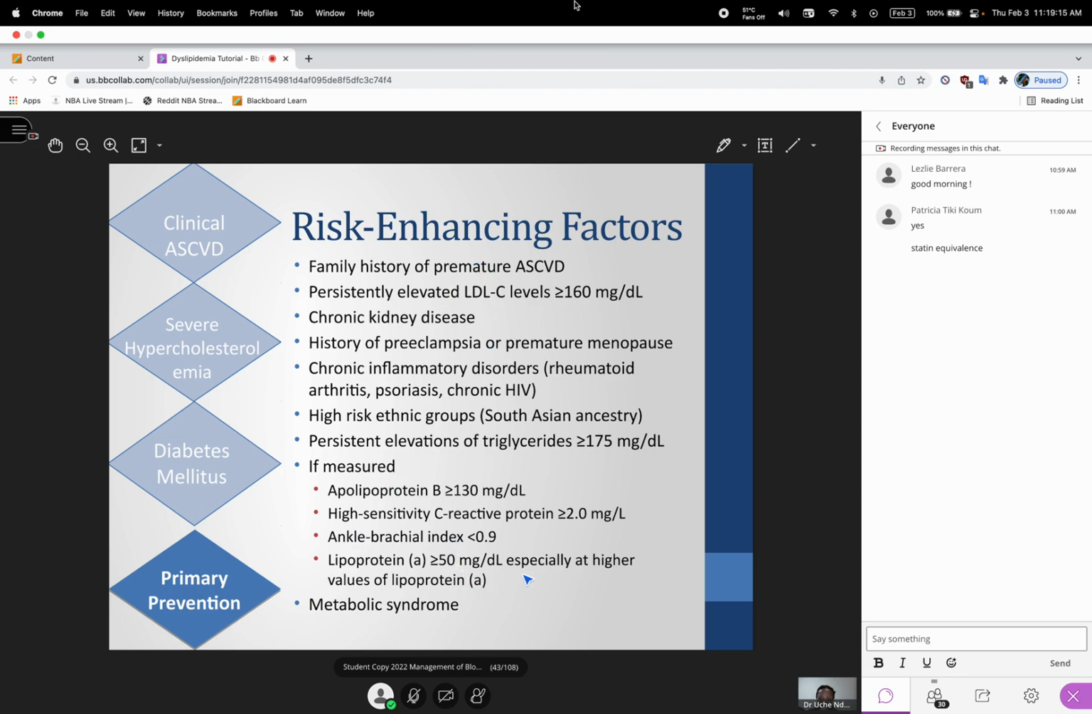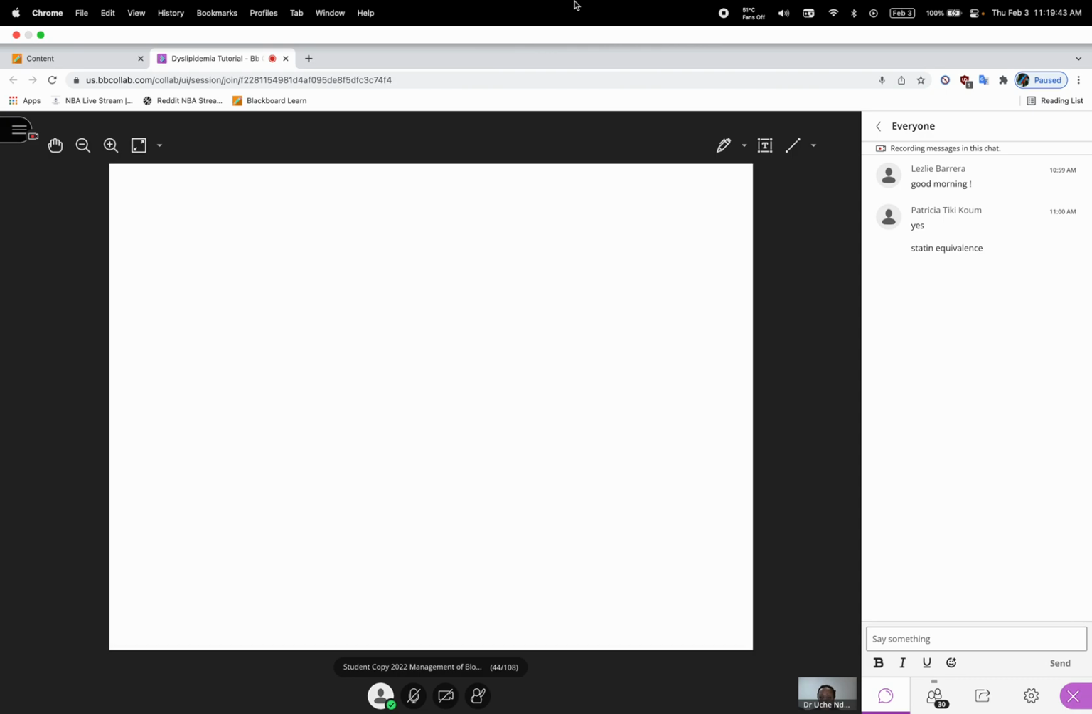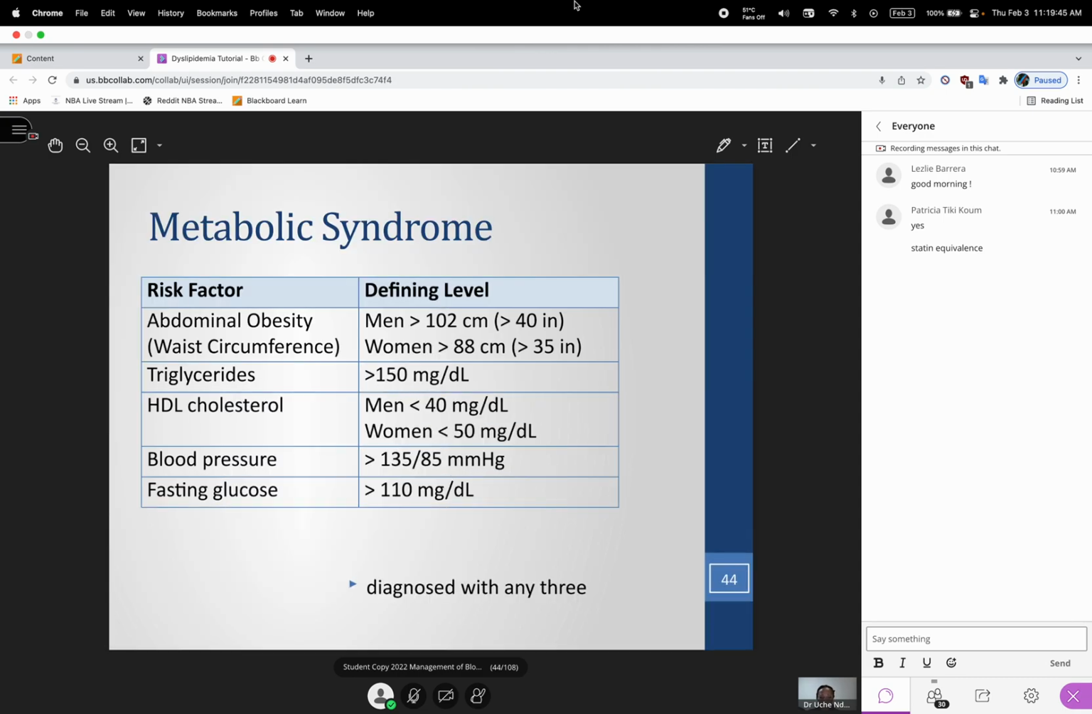This is a list of risk enhancing factors. So they have a family history of premature ASCVD, their LDL is pretty high, they have other inflammatory disorders, they are from a high risk ethnic group, those emerging risk factors we talked about, those numbers are high. I don't expect you to remember these numbers. If I give you a question here, I will give you the normal range because these are emerging risk factors. I don't want you memorizing these numbers. But those are the things we would look at.